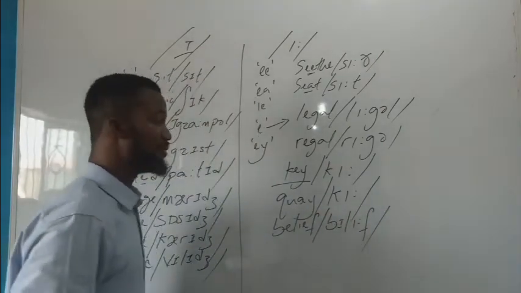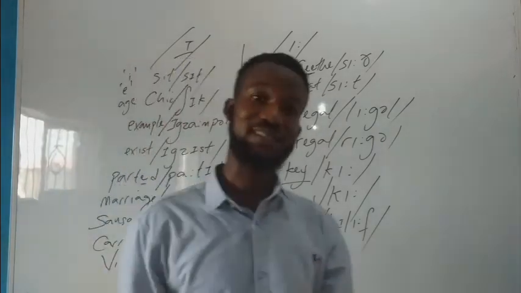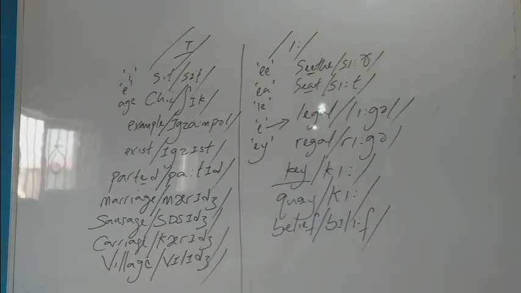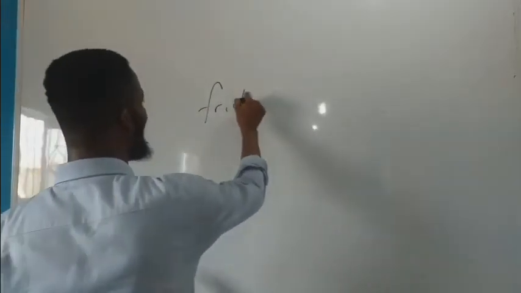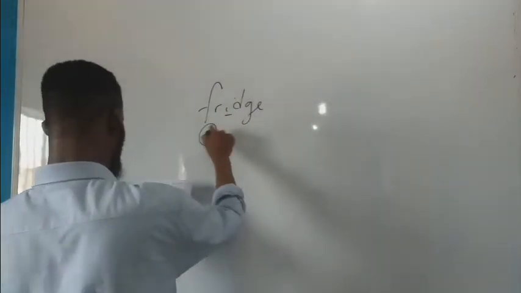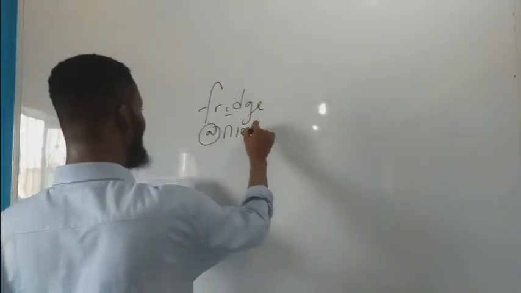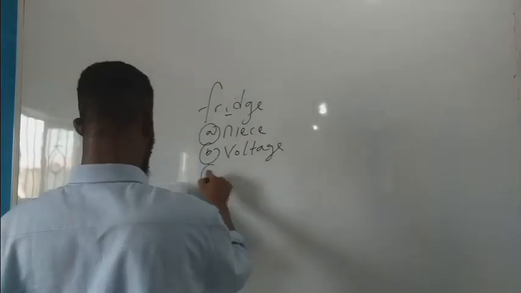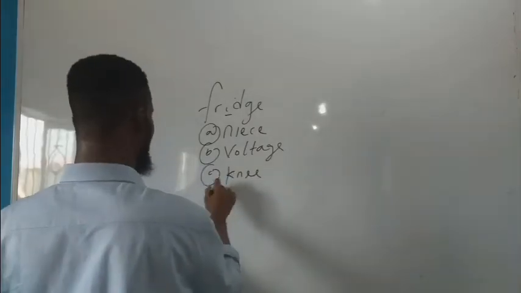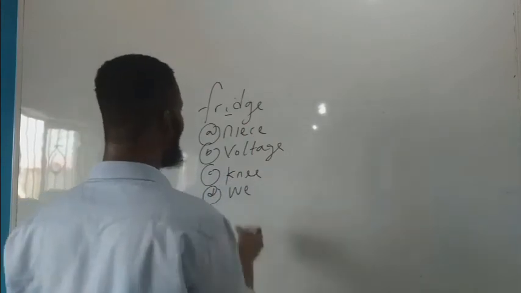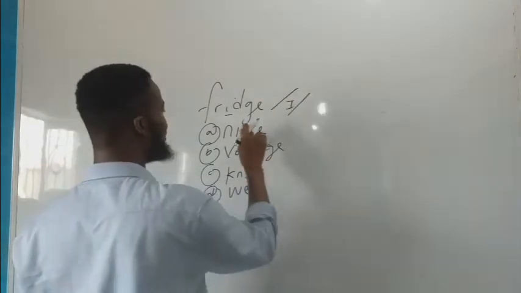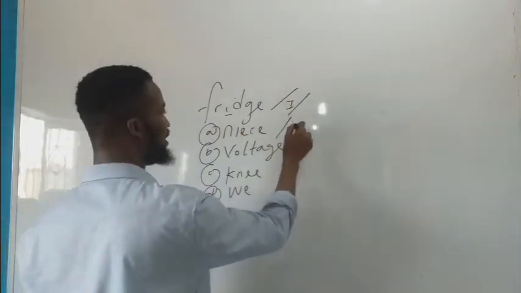Belief. So for us to dig down into a better understanding of this, we'll look at a few questions to go through this. Our first question is this: FRIDGE, and this is underlined. Option A is NIECE, B is VOLTAGE, C is KNEE, and D is WE. A word like this is pronounced as fridge, and this is a short E sound. IE here is going to give us a long E sound.